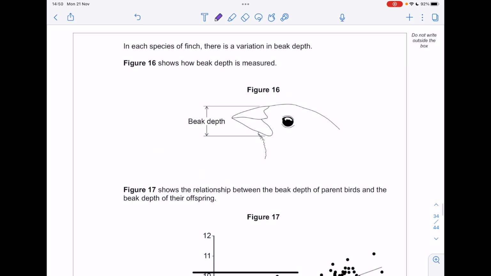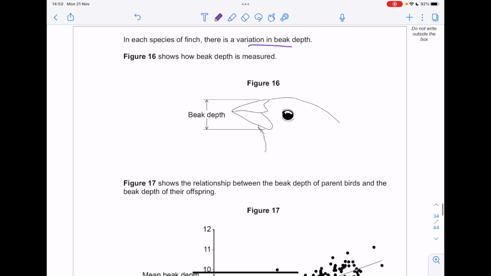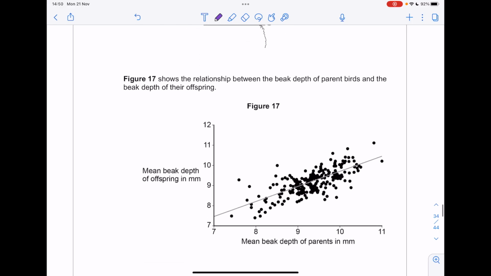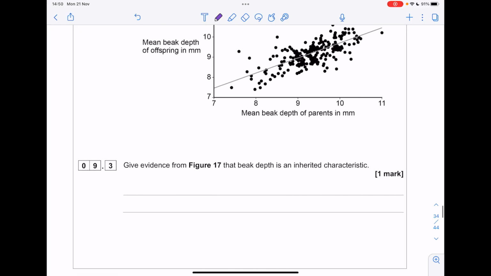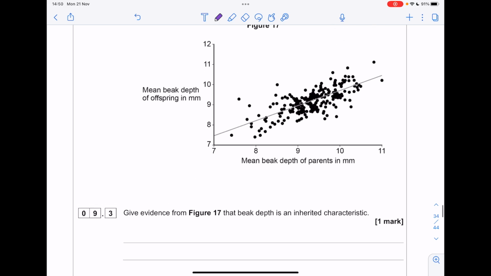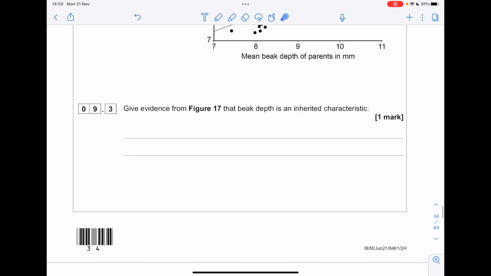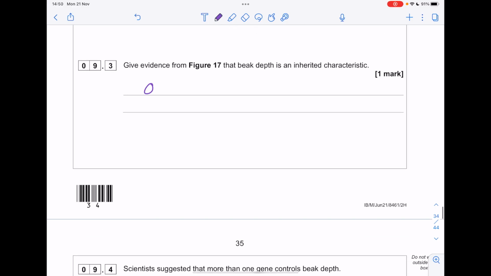In each species of finch, there is variation in beak depth. Figure 17 shows the relationship between the beak depth of the parent birds and the beak depth of their offspring. Give evidence in Figure 17 that shows that beak depth is an inherited characteristic. You can kind of see this relationship up here, which is that when the parents have deeper beaks, so do their offspring. When they have shallower beaks, so do their offspring. So offspring beak depths are similar to their parents.